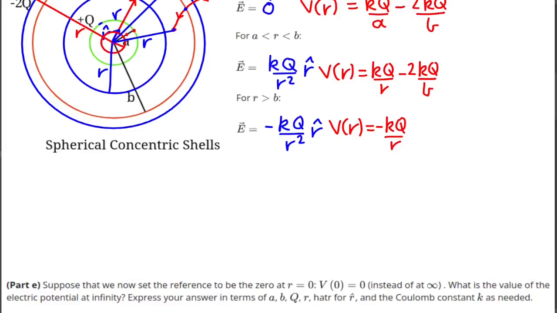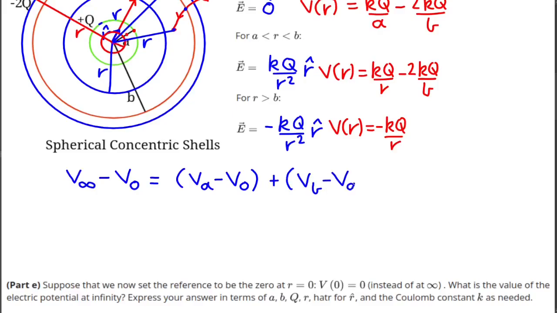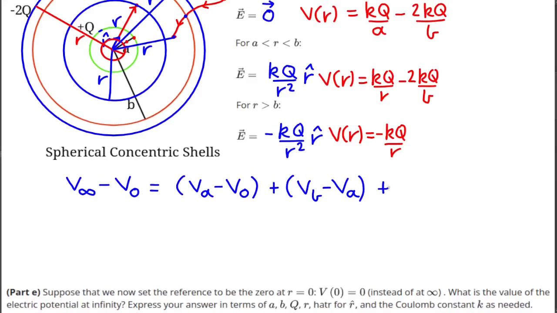Suppose we now set the reference to be 0 at r equals 0 instead of infinity. What is the value of the electric potential at infinity? The change in electric potential as we go from point 0 to infinity is equal to the change in electric potential as we go from 0 to a, plus the change in electric potential as we go from a to b, plus the change in electric potential as we go from b to infinity. So it'll be V at infinity minus V at b.